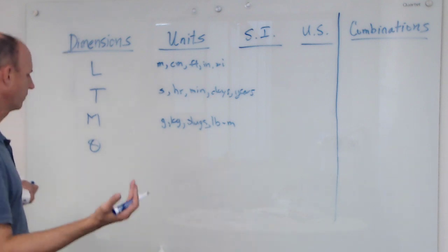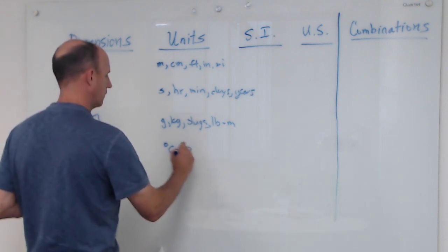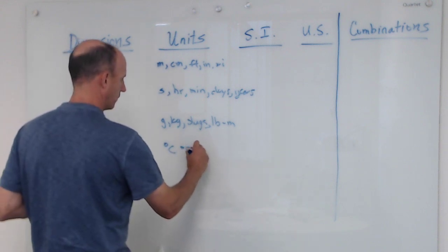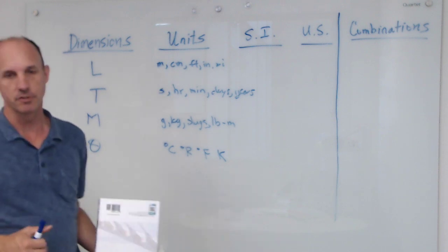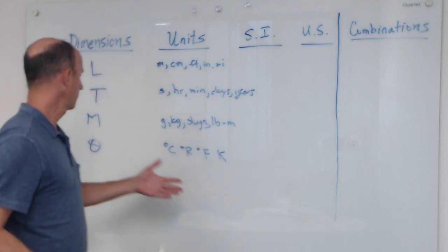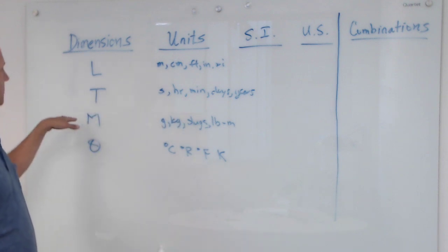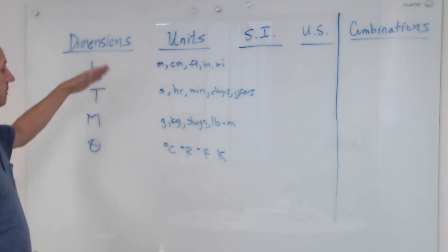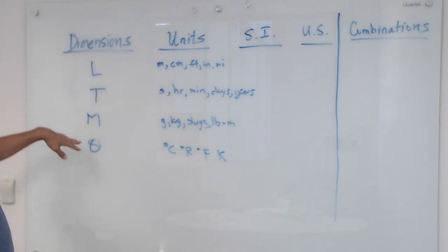And when it comes to temperature, we also have a bunch of different options. We have degrees Celsius, degrees Rankine, degrees Fahrenheit, and Kelvin. So all these are examples of different units, but all these units express a dimension of temperature. Units expressing a dimension of mass, time, and length. So the four key dimensions are length, time, mass, and temperature.